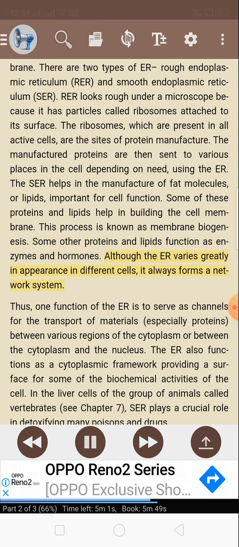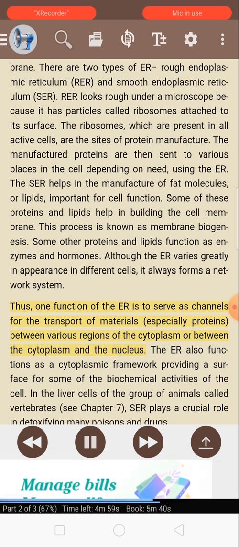Although the ER varies greatly in appearance in different cells, it always forms a network system. Thus, one function of the ER is to serve as channels for the transport of materials, especially proteins, between various regions of the cytoplasm or between the cytoplasm and the nucleus. The ER also functions as a cytoplasmic framework, providing a surface for some of the biochemical activities of the cell.